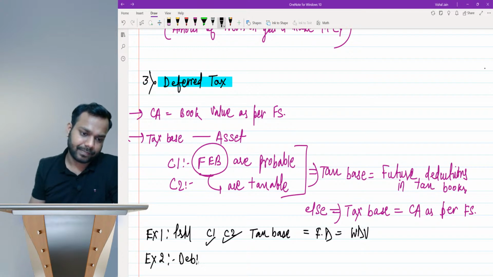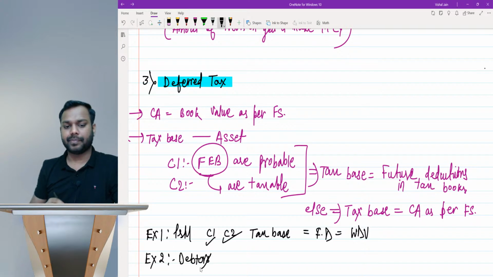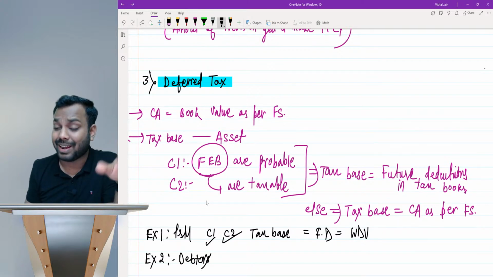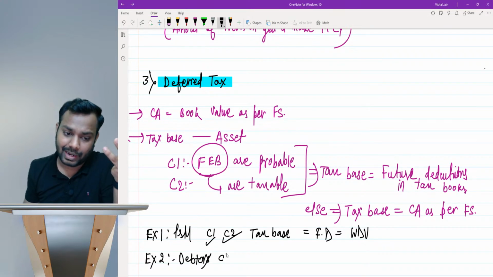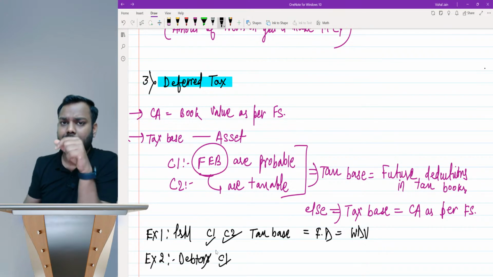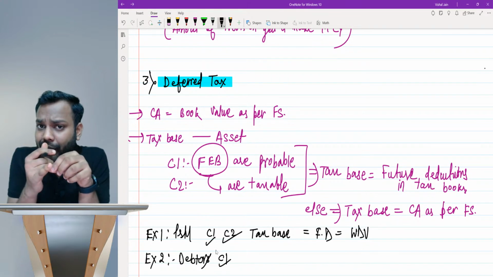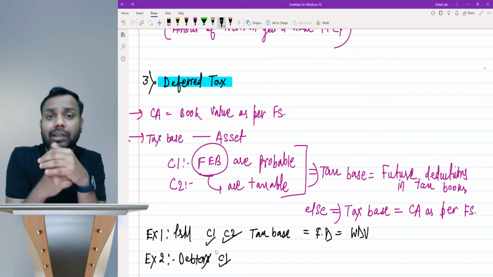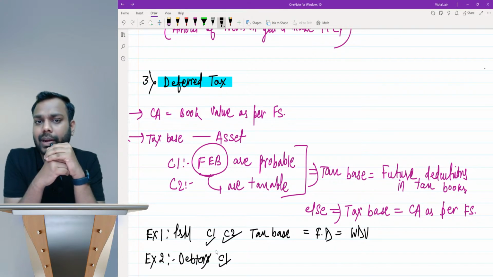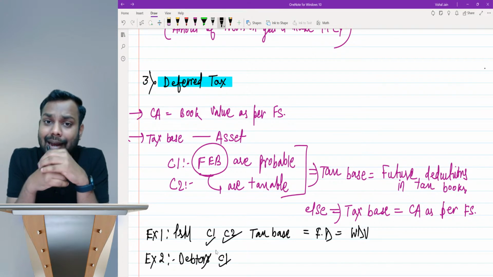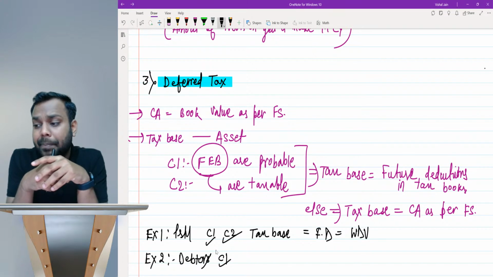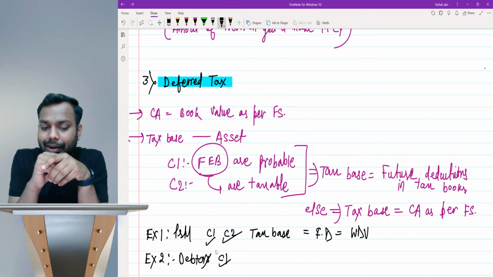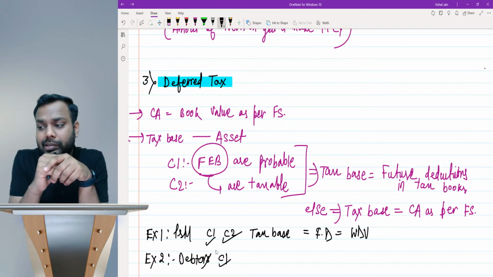Debtors. For debtors, definitely there are future economic benefits, because we will recover the debtors. So condition number one gets satisfied. But tell me, the debtors which we will recover, are those taxable or are they already taxed in the past?